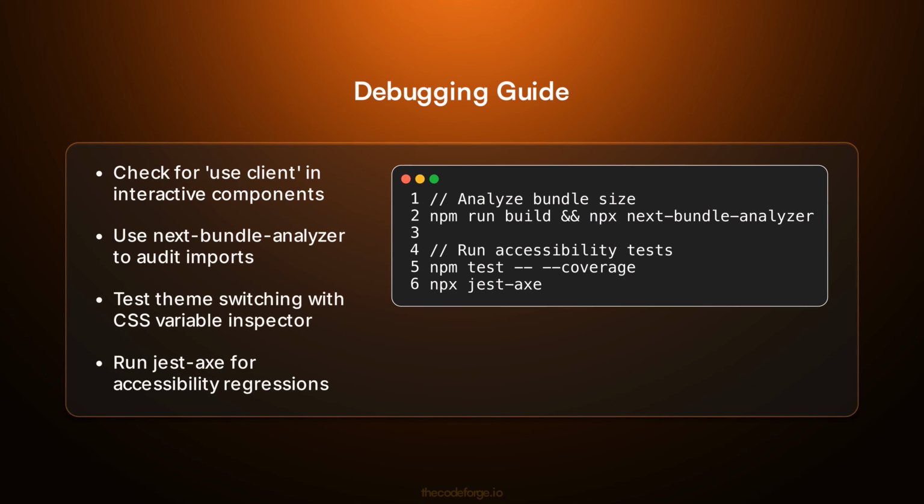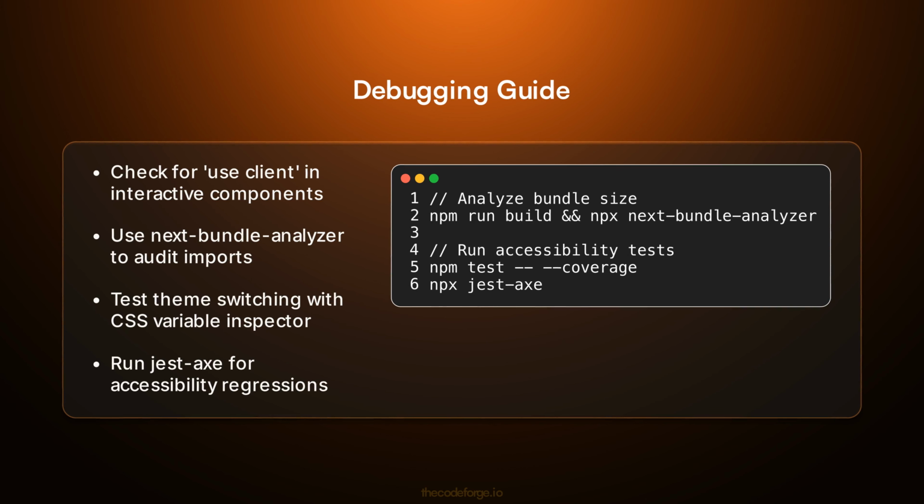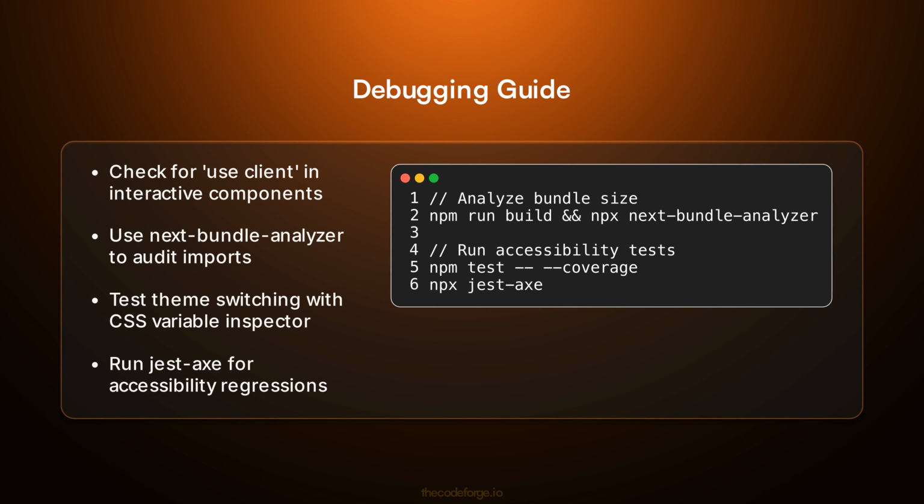To debug common issues, use Next Bundle Analyzer to check for barrel imports and jest-axe to catch accessibility problems. Always verify theme variables are used instead of hard-coded colors.